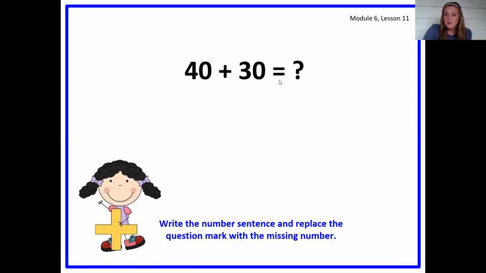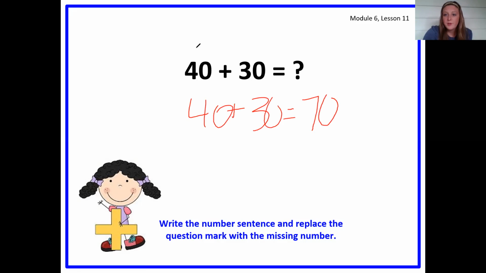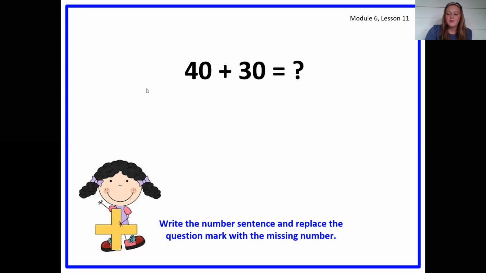So what you guys should be doing is thinking about how I know 40 plus 30. Well, I know 4 plus 3 equals 7. So if I just add that 0 to it in the one spot, I know that 40 plus 30 equals 70. So I want you to use that knowledge that you have, and I want you guys to go ahead and look at this one right here.